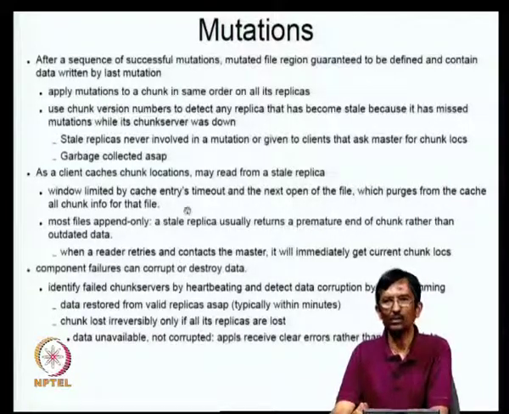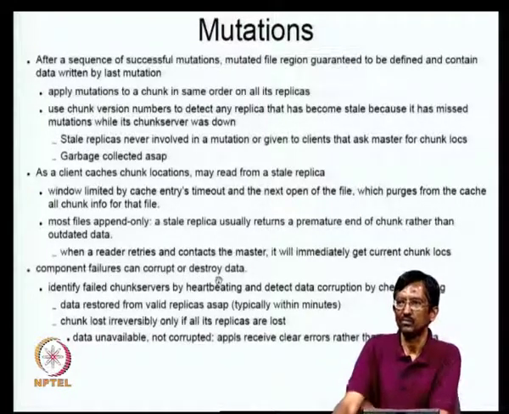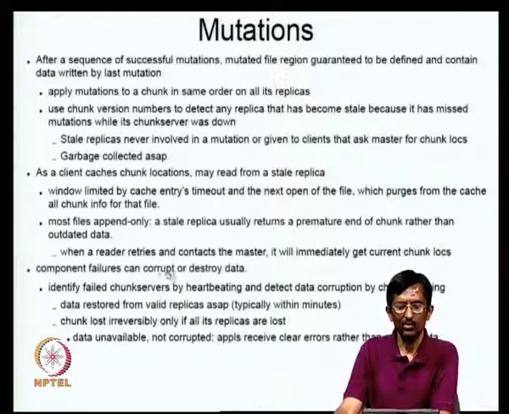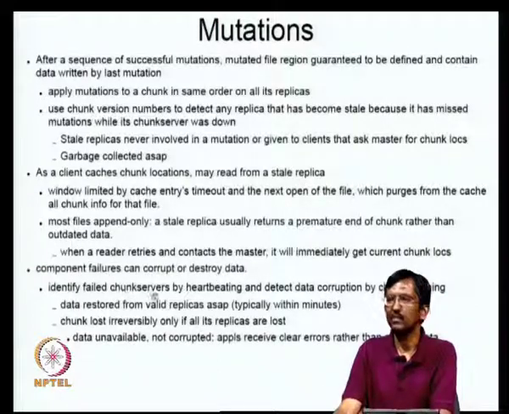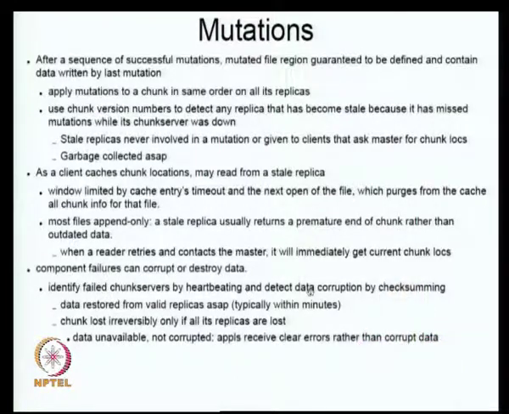There is also the possibility that component failures can corrupt or destroy data. For example, some chunk servers might have failed, and these failed chunk servers are detected by heartbeating. What are heartbeats? Basically, these are messages sent from a master to other nodes to figure out if they are alive or not. So identifying a failed server is done through heartbeating, but data corruption is handled by checksum.